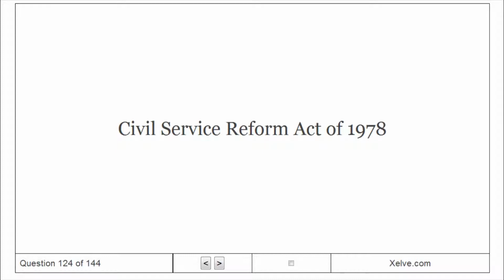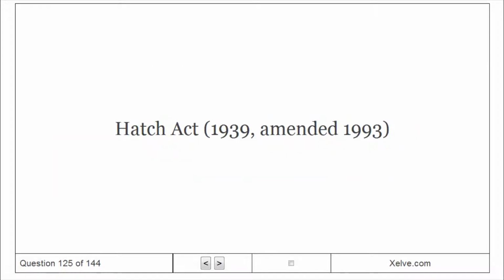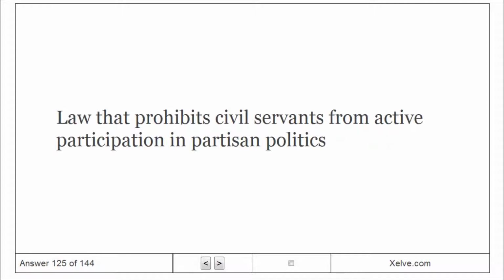Civil Service Reform Act of 1978 recognized that many high-level positions in the civil service have important policy-making responsibilities and that the President and his cabinet officers ought to have more flexibility in recruiting, assigning, and paying such people. Hatch Act. Law that prohibits civil servants from active participation in partisan politics.